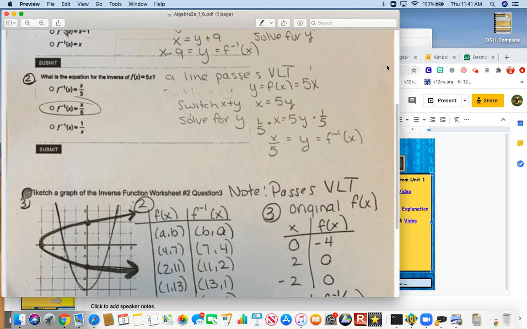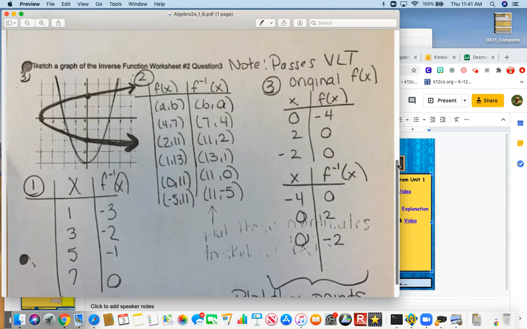Follow the same process in the next problem. Again, it's a line. y is equal to f of x is equal to 5x. So x equals 5y. Divide both sides by 5, and you get the inverse function equal to x over 5.